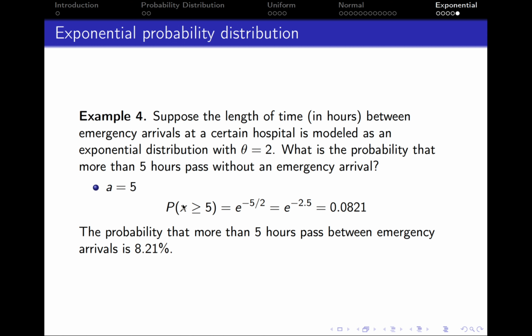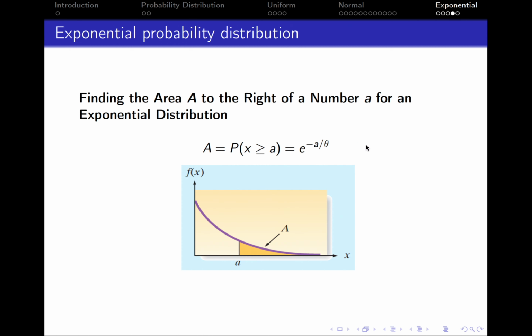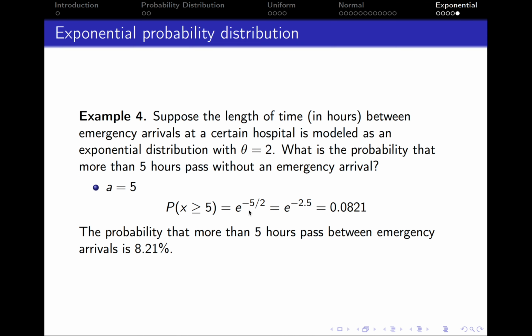To calculate the probability that the length of time will be higher than 5, we use this formula. Instead of a, we substitute 5, we divide it by theta, which is 2, and we get a probability of approximately 0.0821. So the probability that more than 5 hours pass between emergency arrivals is 8.21%. So the probability that no emergencies will take place within the first 5 hours is 8.21%.